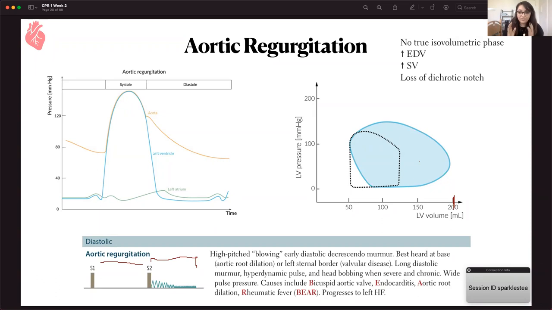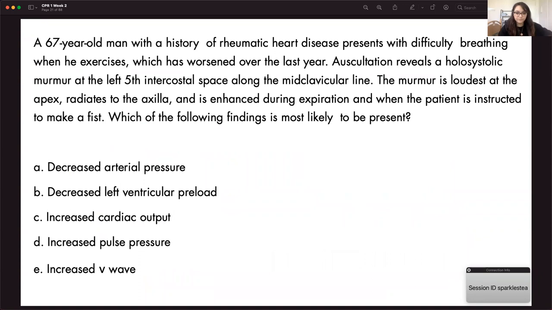Here you have your buzzwords at the bottom: high-pitched, blowing, early diastolic, decrescendo murmur. Those are going to come up so many times, so make sure you memorize all of the buzzwords for these murmurs and valve issues. Okay, let's go to the next slide. Okay, let's do another question.